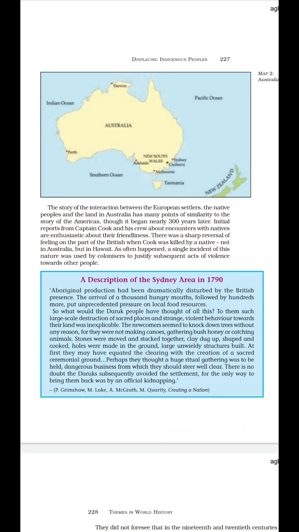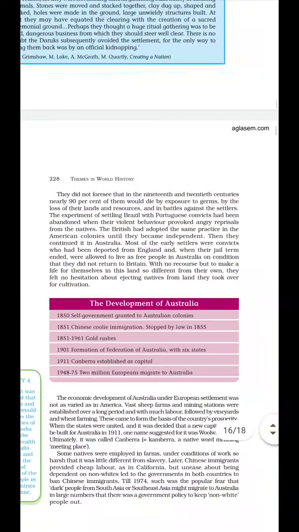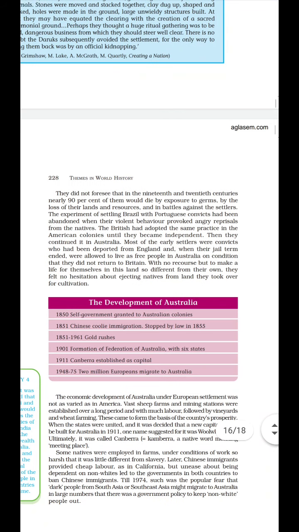Now, due to this, the situation changed, and the Europeans justified the subsequent acts of violence towards other people, as the Europeans began to think that the natives had killed their people, so they treated them with violence. And in the 19th and 20th centuries, we will see that about 90% of the natives lost their land and resources due to exposure to germs, and many also died. And why did many of them die? Because they were fighting with the Europeans for the land.